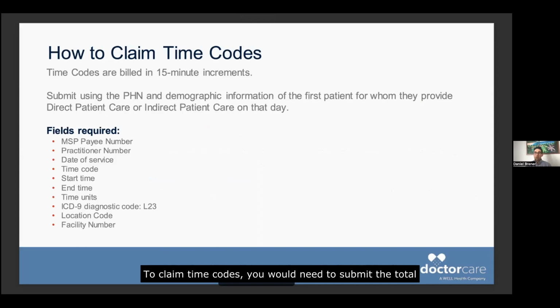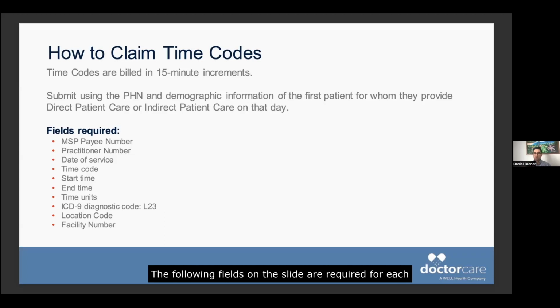To claim time codes, you would need to submit the total number of units on the first patient of the day using their personal health information and demographic information. Time codes are billed in 15-minute increments. A physician must work the full 15 minutes to bill for that 15-minute increment. So if you're working for 35 minutes of direct patient care, you're only entitled to 2 units of that direct patient care bill, which we'll go through in a second. That extra 5 minutes would be lost there.